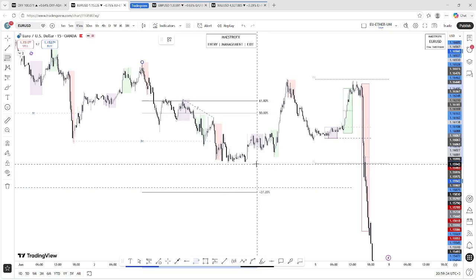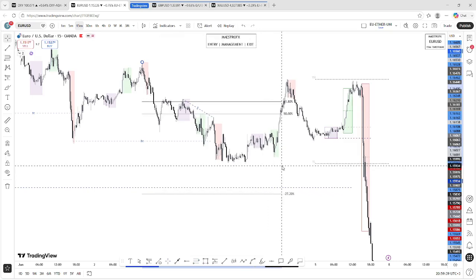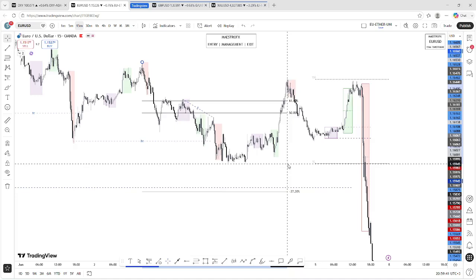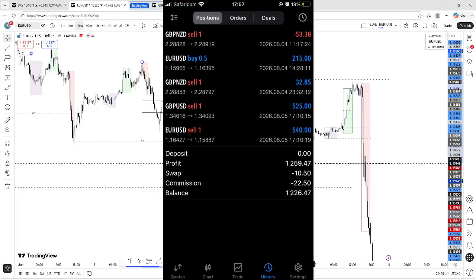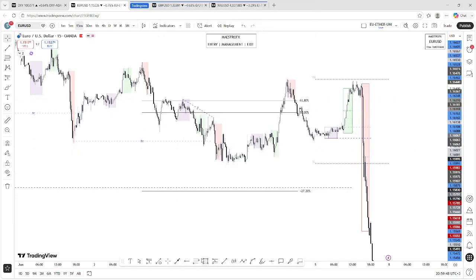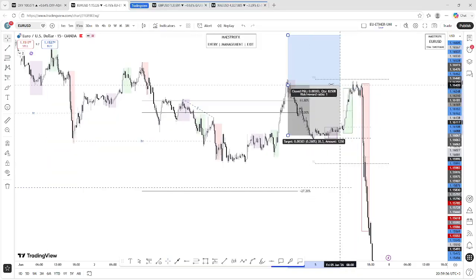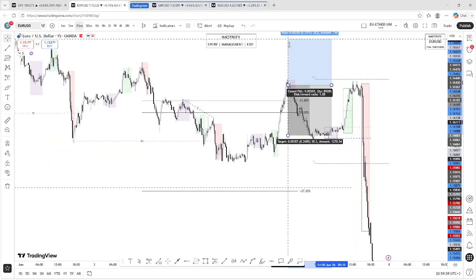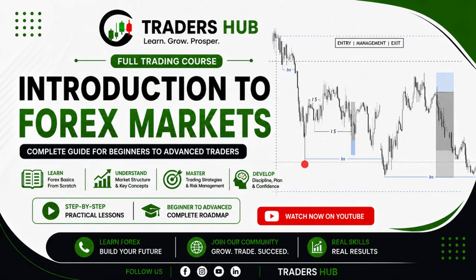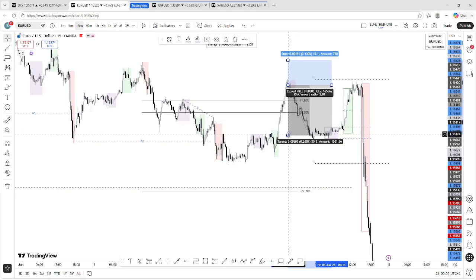I don't know why I don't have my positions here, because I took this trade, and I will also share with you the trade that I took and the profits. This move also got me to pass an Atlas challenge which I had with them. I will also share with you the certificate. I had a 100k account with them, and it's this trade which enabled me to pass.